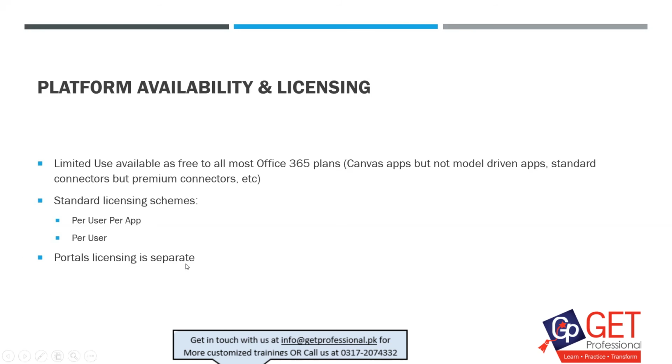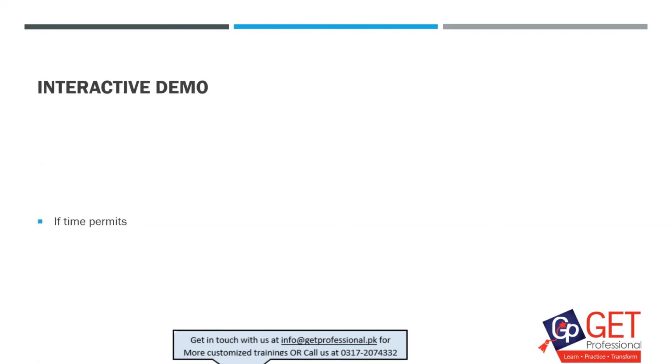And portal licensing is separate. I didn't go into the details, it's a bit complicated. But I think your best bet is Microsoft 365 license plans have licenses available. And similarly, if your organization has a Dynamics 365 license, then Power Platform is available there as well. Okay, so let's take the interactive demo towards the end. Let me cover the next slide first.